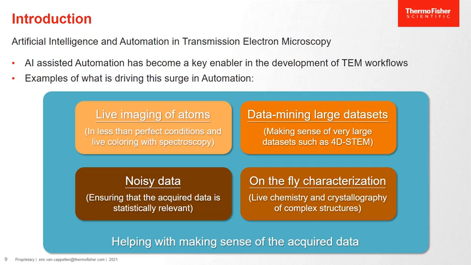The second bucket is helping with making sense of the acquired data. And there's two aspects to that. First, by improving the data, those are the left hand items, like live imaging of atoms in less than perfect conditions, or working with extremely noisy data, making sure that the data is statistically relevant. Or on the right hand side, by helping extracting relevant information about the sample. I mentioned there data mining and 4D STEM.